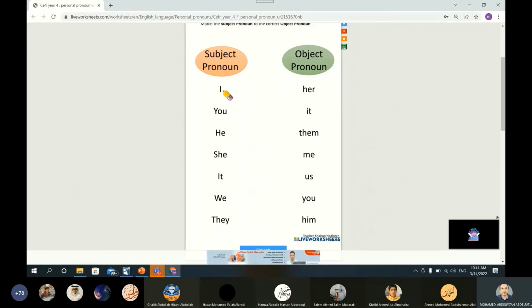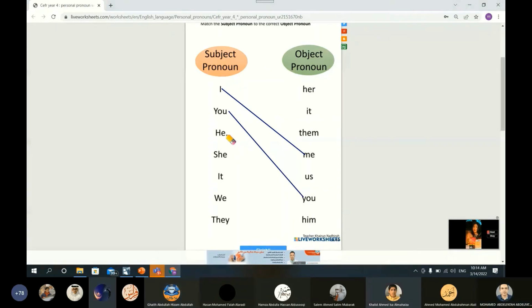All students, you can turn on your microphones and tell me what is the object pronoun of the subject pronoun I. Me. Me, okay. Bravo, Salim. What is the object pronoun of the subject pronoun you? You. Still you. Bravo. What is the object pronoun of the subject pronoun he? Him. Good. What is the object pronoun of the subject pronoun she? Her.